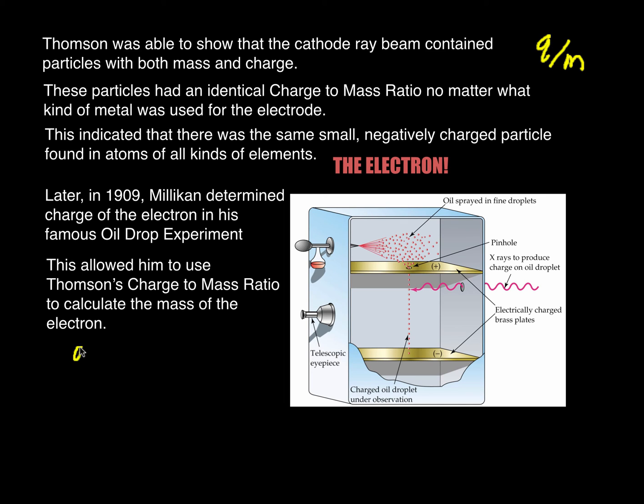He found the charge of the electron was 1.6 times 10 to the negative 19 coulombs, and the mass of the electron is 9.11 times 10 to the negative 31 kilograms.